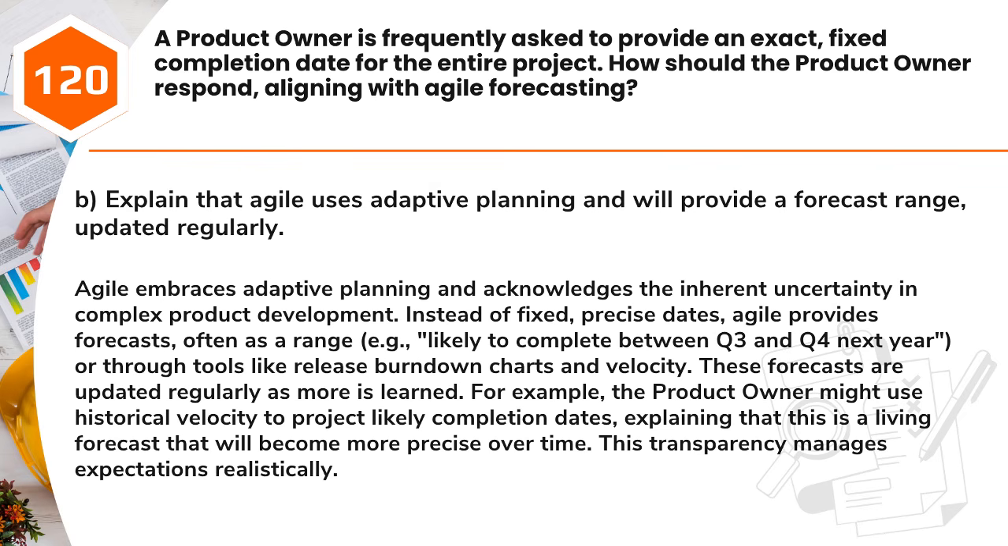For example, the product owner might use historical velocity to project likely completion dates, explaining that this is a living forecast that will become more precise over time. This transparency manages expectations realistically.